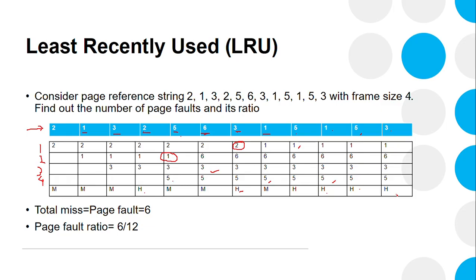So you can see we have to count the total misses, or you can say the page faults. In this example, they are 6, and the page fault ratio is 6 by 12. That is total misses divided by the string length. So the string is 12.